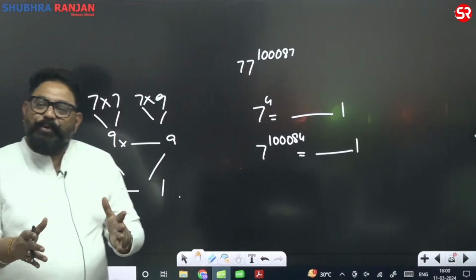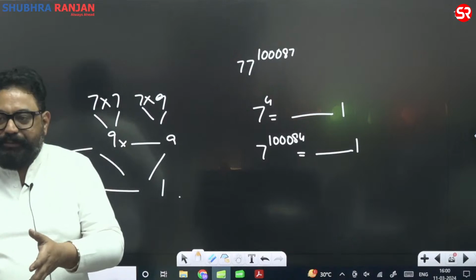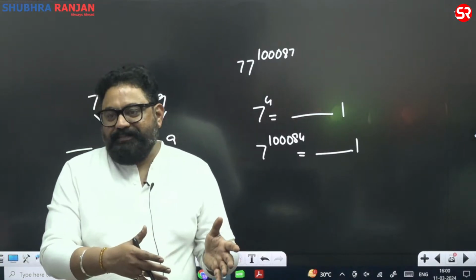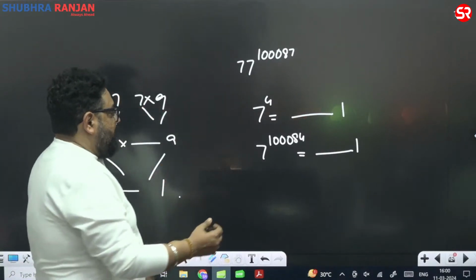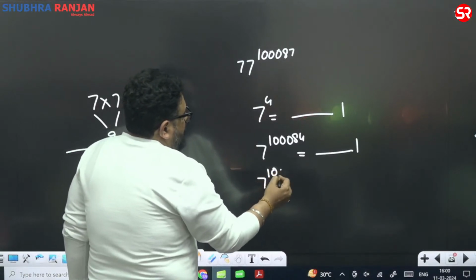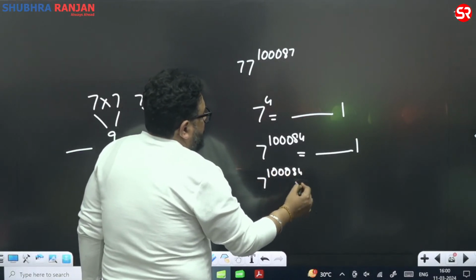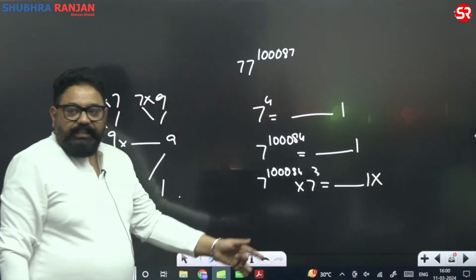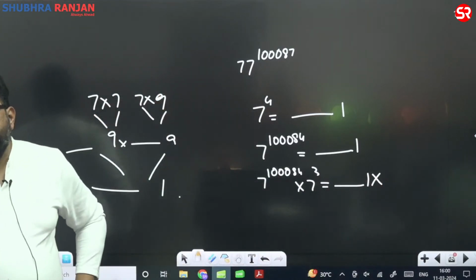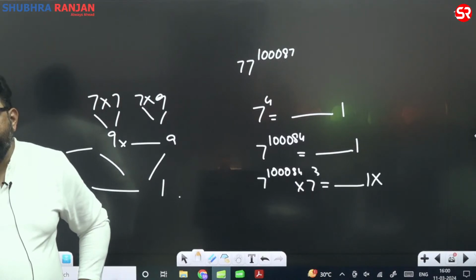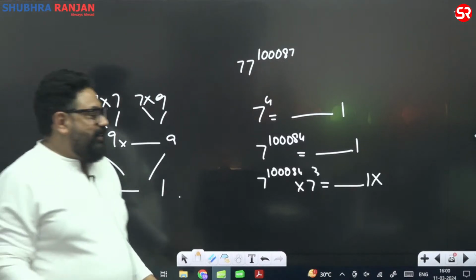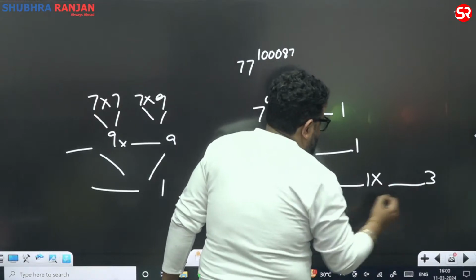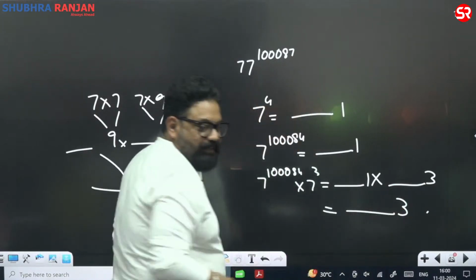So see, the whole number system is actually divisibility rules, from yesterday's class. And then 7 raised to the power 1000084 into 7 to the power 3 gives you a number ending with 1, and 7 to the power 3: 7 sevens are 9, 9 sevens are 3. Ending with 3. 1 into 3 is 3 at unit place.